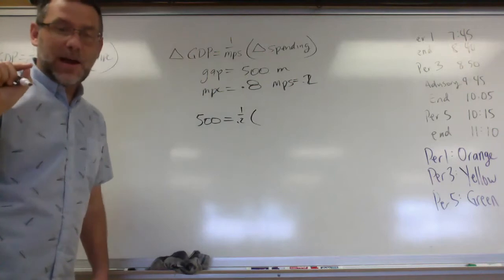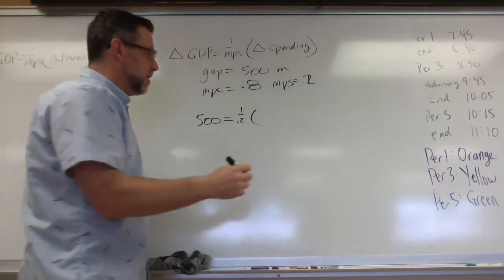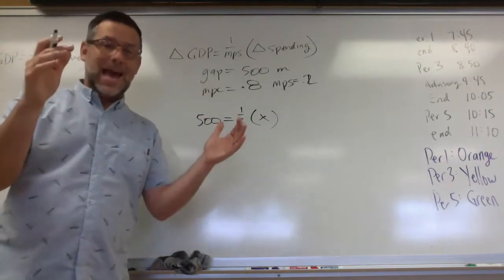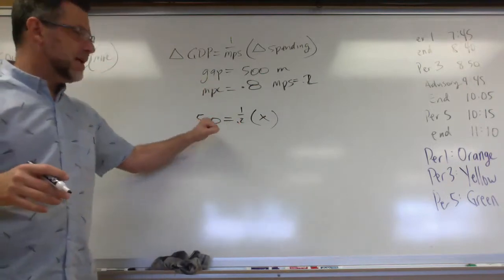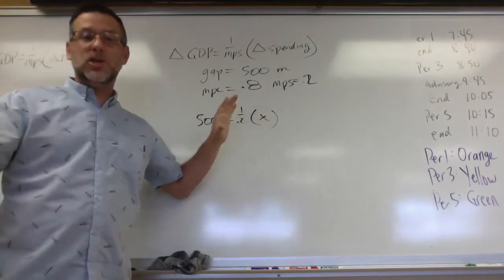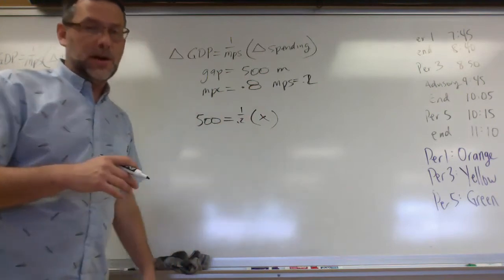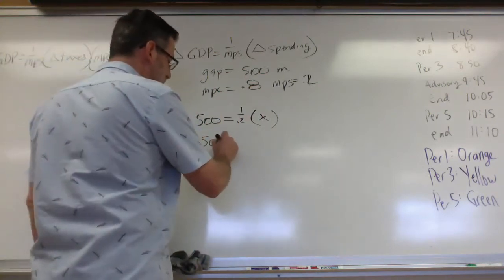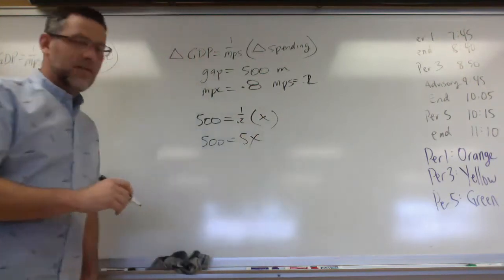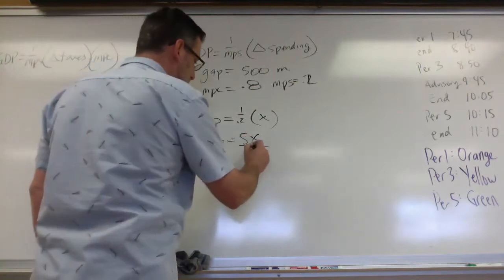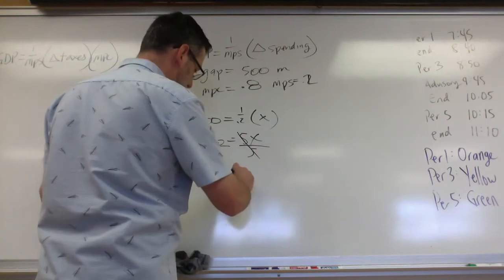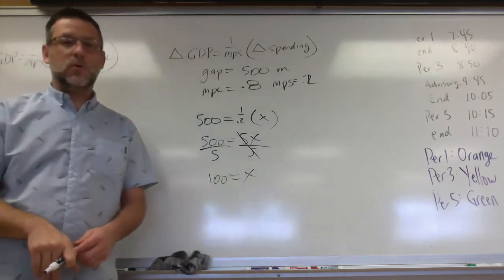We're trying to figure out how much money the government needs to spend to close this gap. That's my unknown. So notice that when you're given a gap to close, that goes over here. The amount that you need to spend to close the gap is your unknown. Same equation, it's just we're solving for something different here, right? So I end up with 500. 20 cents goes into $1 5 times. So I get 500 equals 5x. I'm going to divide both sides by 5. Those cancel. My answer is x equals 100.